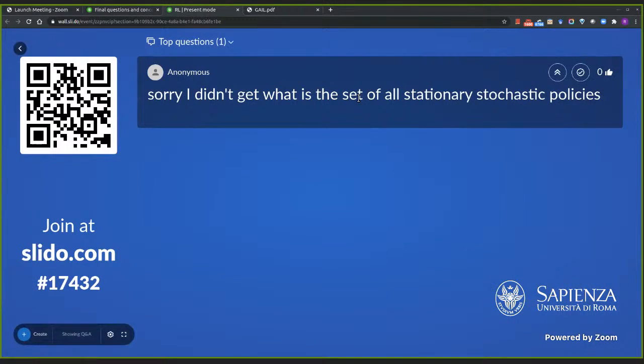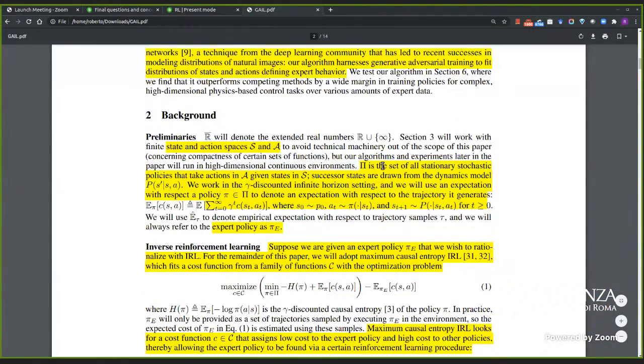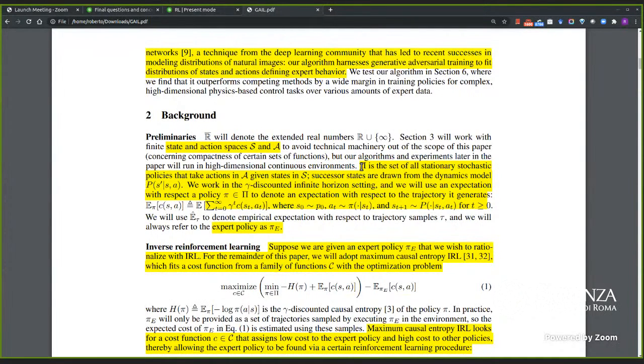What is the set of all stationary stochastic policies? Okay, so here they introduce this pi that is basically just characterizing what is the policy, the kind of policy that we're using. So it's a set of policies that can take actions in A and S. This is restricting the space of policies to policies that can act in this action space and that can operate in this state space.